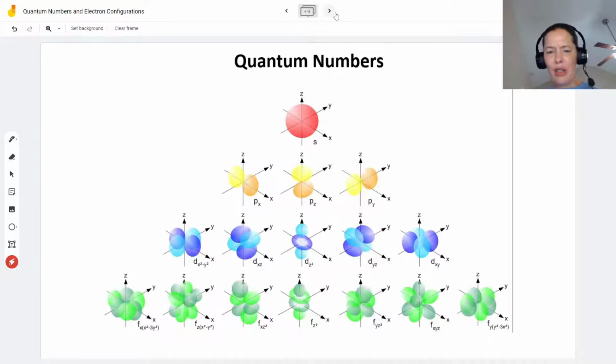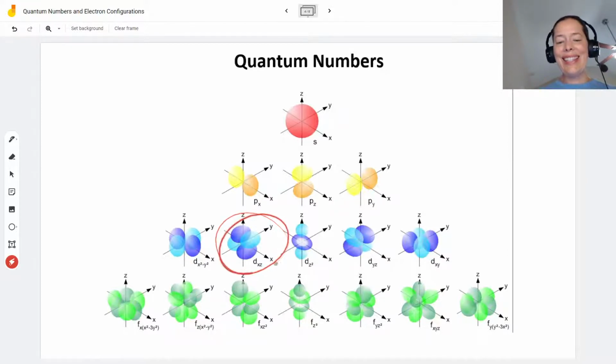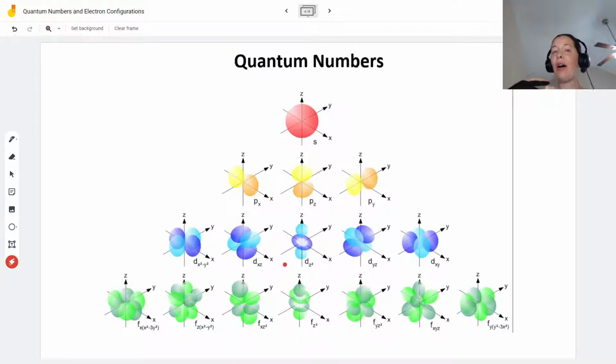So let's actually look at, let's not look at the first one, that's a little difficult. Let's look at this dxz. That means these 4 lobes are oriented in the XZ plane. Hopefully you can see how they're oriented in the XZ plane. But if I were to take that and rotate it into another plane, say for example the YZ plane, then I would get this shape here.